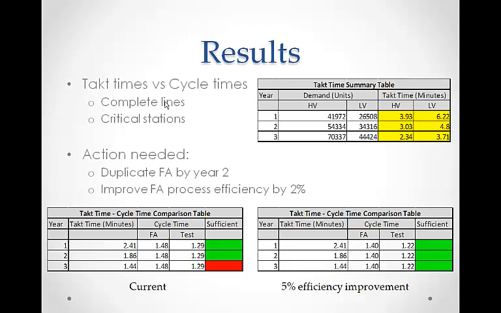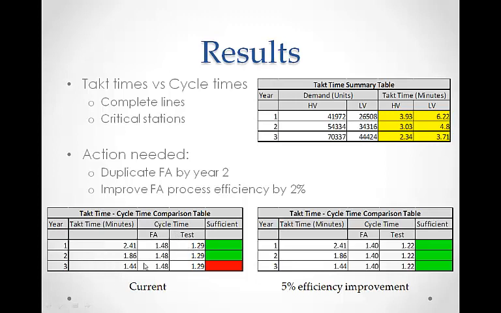The results of this capacity analysis gave results for complete lines and the critical stations. The complete lines are summarized to the right with their respective takt times. The critical stations, takt times, and cycle times are summarized in the 2 comparison tables. The current takt time cycle time comparison table shows the final assembly and test times with 2 and 20 stations respectively and compares them to the takt time.